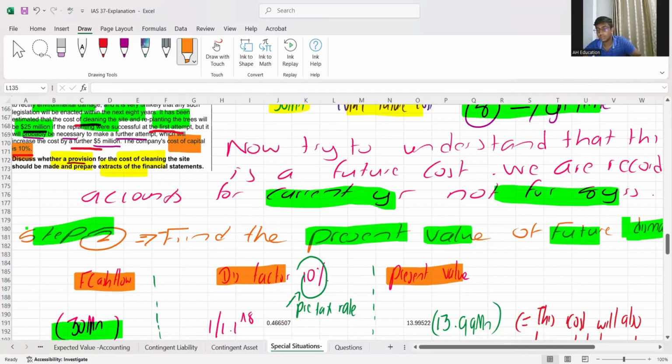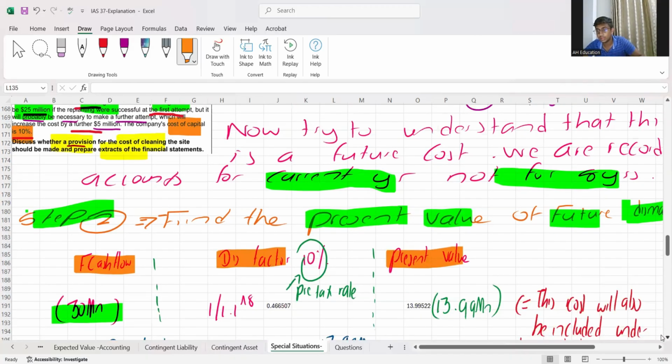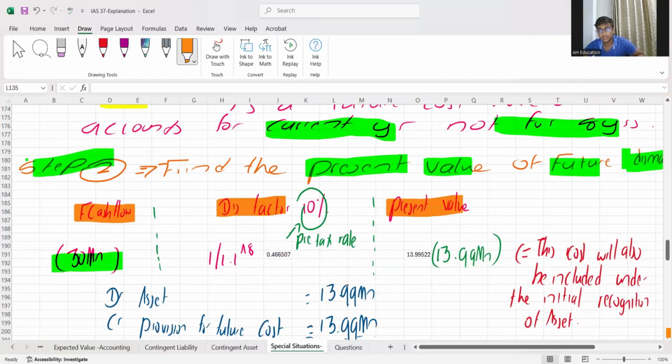They have given us the cost of capital as 10%. Here it is. Obviously this is the 8 year cost, so 1 divided by 1.1 to the power of 8 years. This gives us a current present value of 13.99 million outflow.